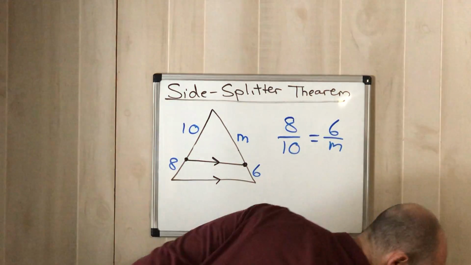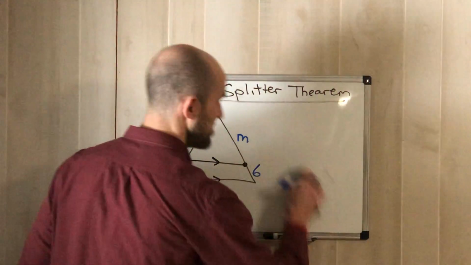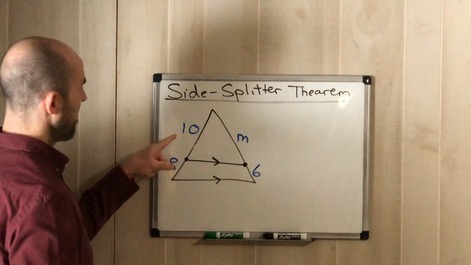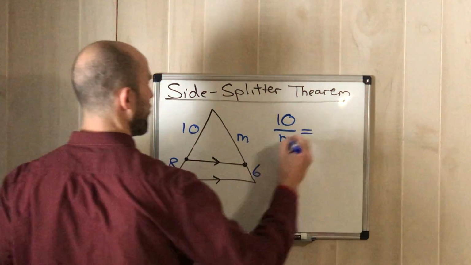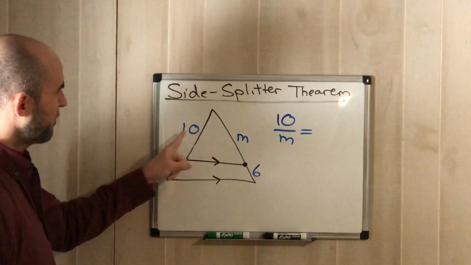Right? Let's say I want to do another one. And again, there's a bunch, guys. If I want to do another one, let's say I went 10 over M, right? So if I went 10 over M, I went left to right.